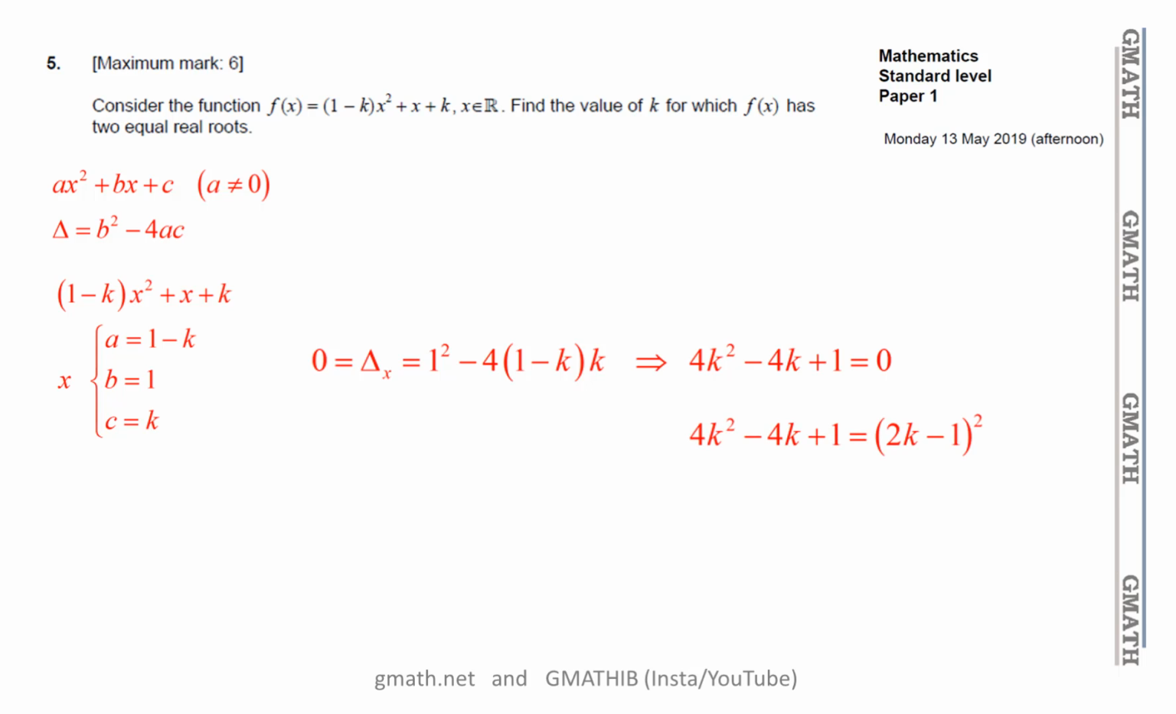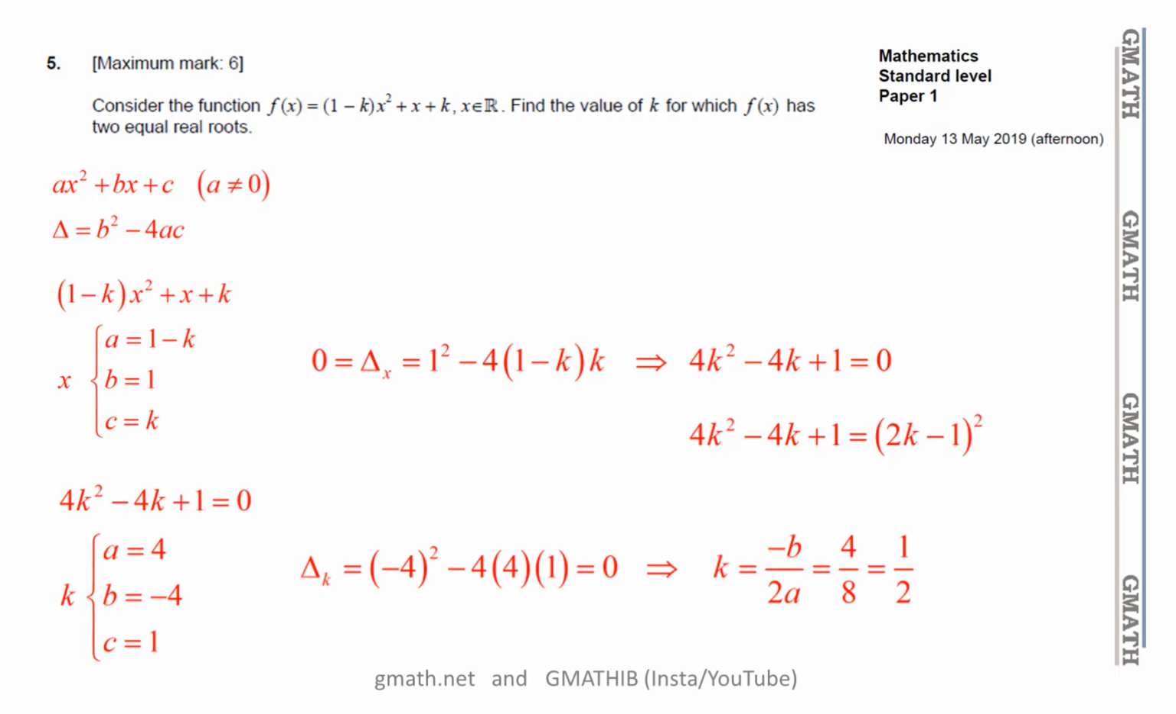If you recognize this common factoring, we find the value of k immediately, because we know 2k minus 1 must be equal to 0. If you don't feel comfortable about that, consider the second-degree equation on the variable k, and when you calculate delta, you will realize it is 0, as expected. Reason: the value of k is unique, according to the question stem.